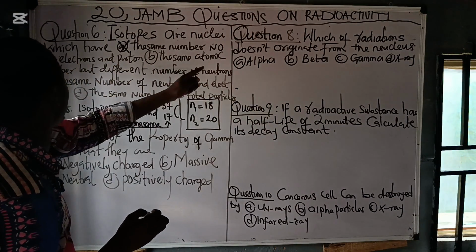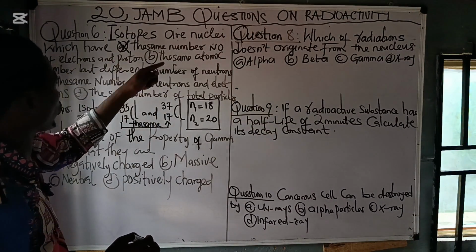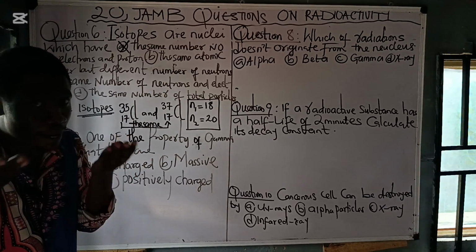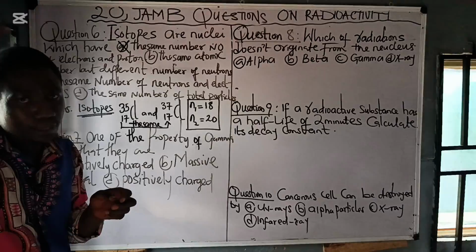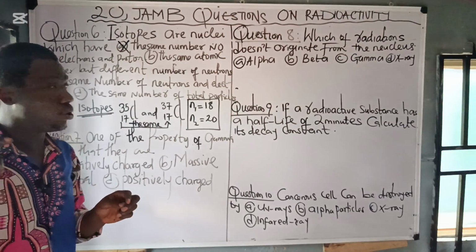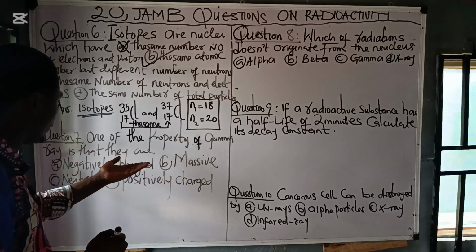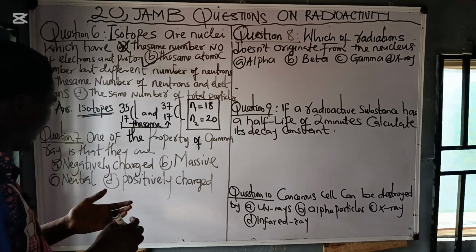Wrong. The same atomic number but different numbers of neutrons. Correct. The same atomic number but the numbers of neutrons are not the same. The mass numbers are not the same. Okay, take note of that. That's the answer. Number 7, one of the properties of gamma ray is that they are dash.